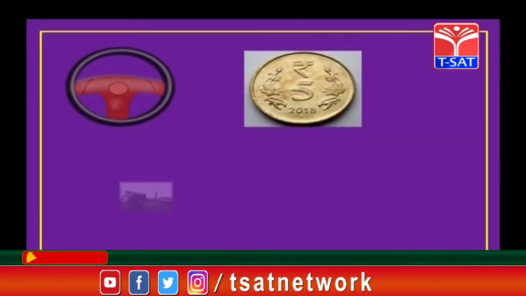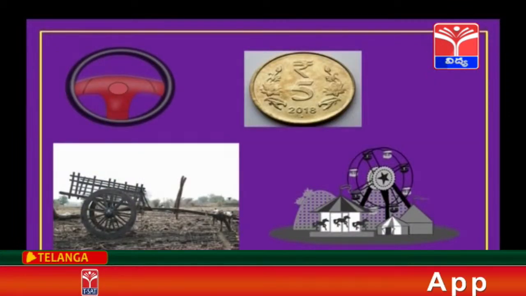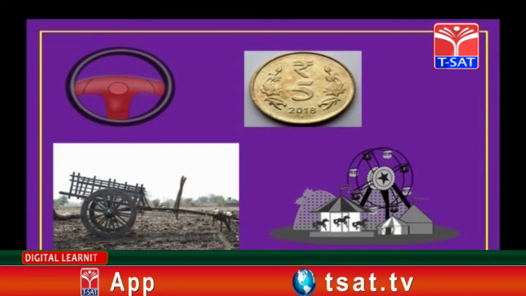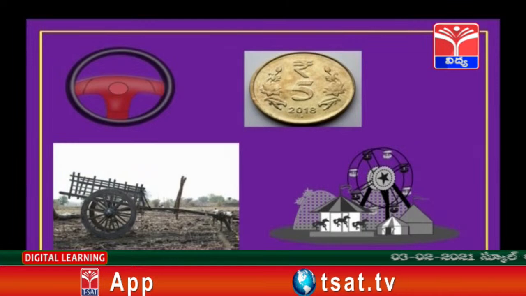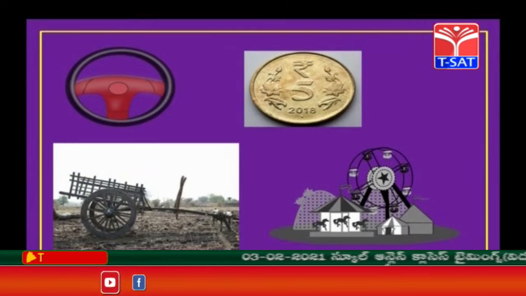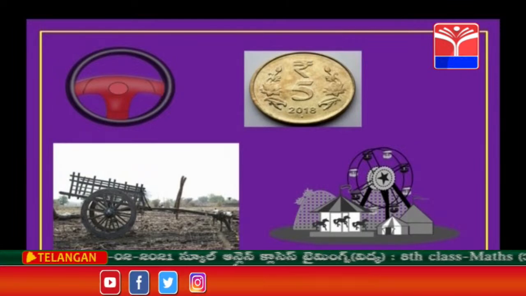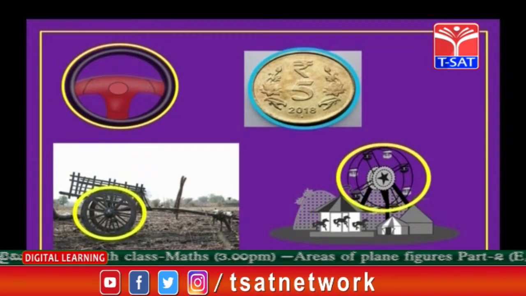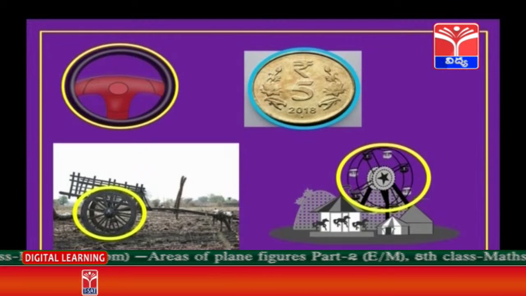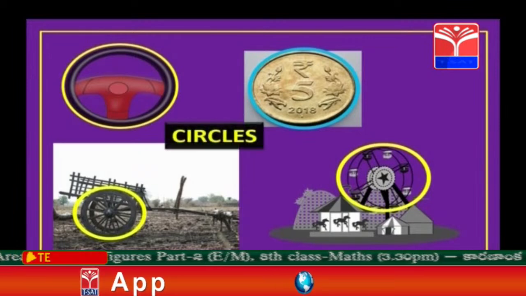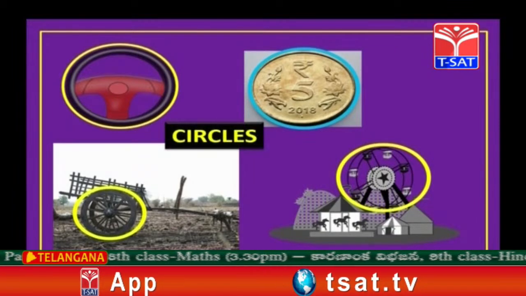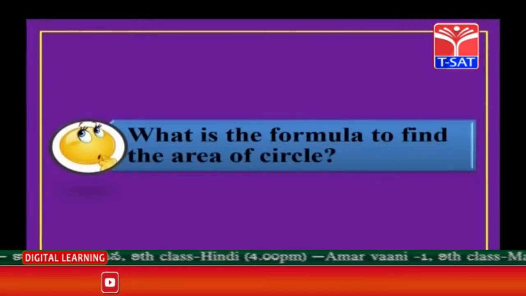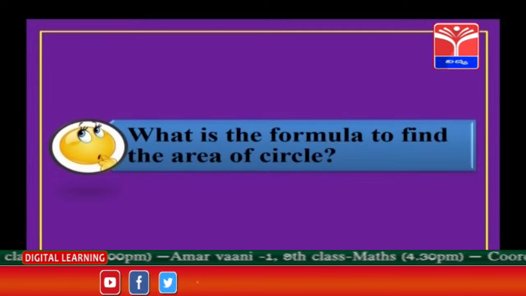Now children, can you see the images shown on your screen? Yes, a cast ring, 5 rupee coin, and you can see the wheels of a bullock cart and a giant wheel. Now if you notice the outlines of these figures, what do they look like, children? Good. They look like a circle, right? But do you know what is the formula to find the area of the circle?